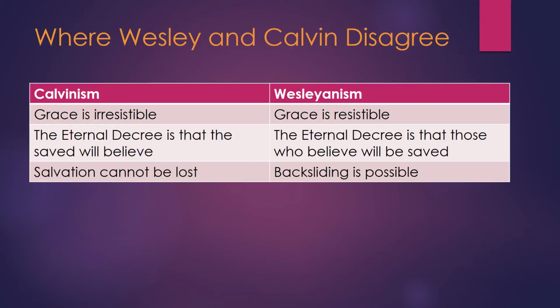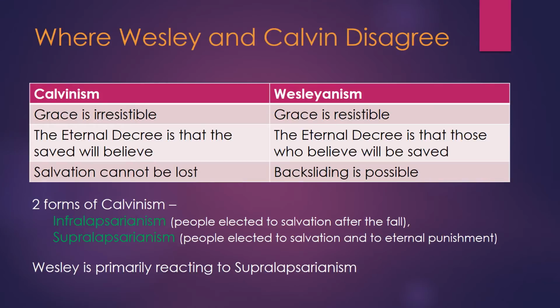I do want to note here as well that we have to be careful when we're talking about where Wesley and Calvin disagree. There are two forms of Calvinism, infralapsarianism and supralapsarianism. In infralapsarianism, it's simply a case of humankind falls and then God elects to save some and just saves them. In supralapsarianism, God elected people to salvation before the fall and thus also elected to create people just so that they would not be saved. He elected that they would be sent to eternal punishment, i.e. he created them just so that they could be punished.